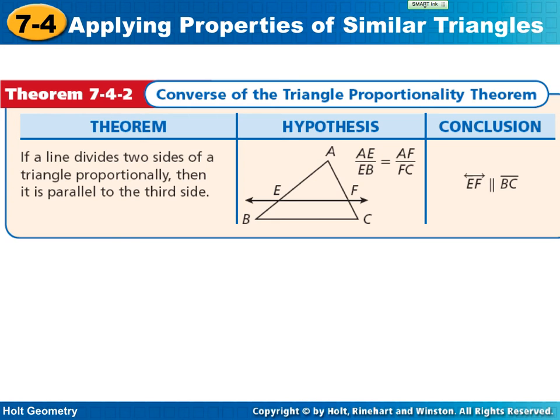Okay, the converse of that, we'll use the marker board again, so don't put it completely away. The converse is how you will decide if the lines are parallel. So if a line divides two sides of the triangle proportionally, then it is parallel to the third side. So if the ratios are the same, then we can conclude that line EF and BC are parallel.